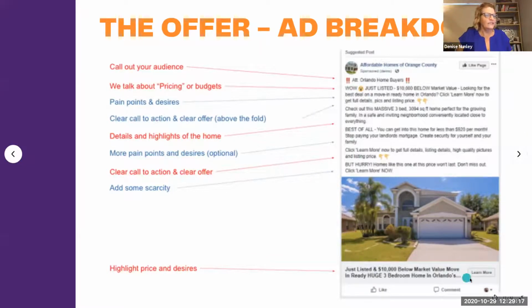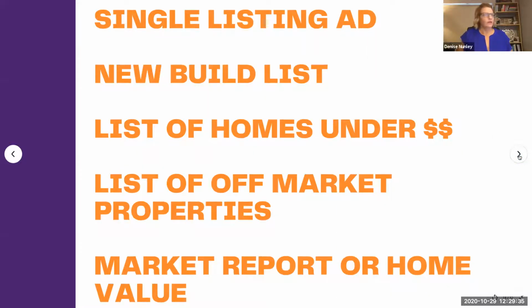And then the idea is that we create a call to action down here as well, that gives us a highlight of the price and the desires. I like to use the learn more button, because that is a little bit softer call to action. So that's our offer breakdown. These are some of our more high performing ad copies and different kinds of ads that we use.